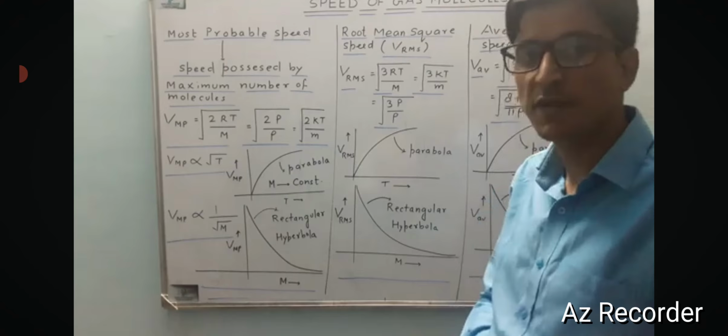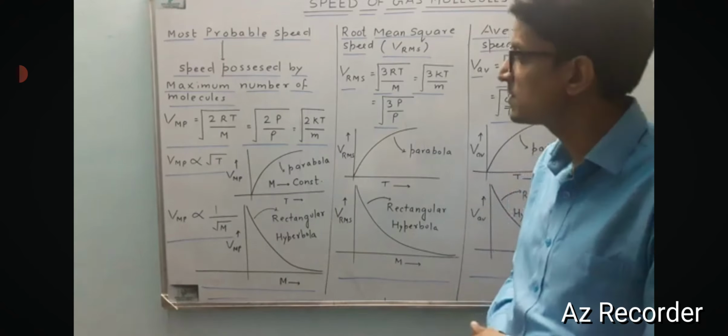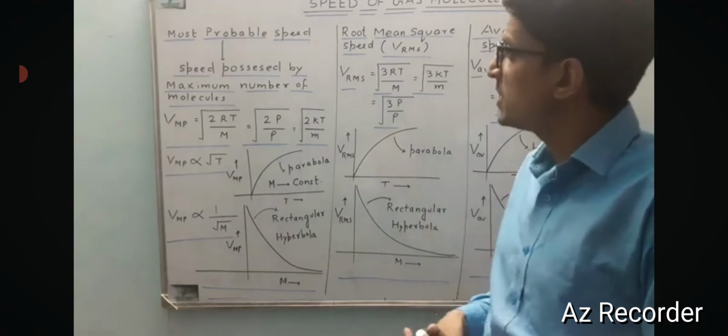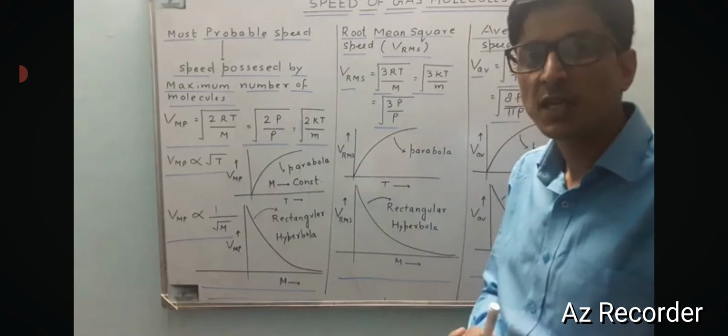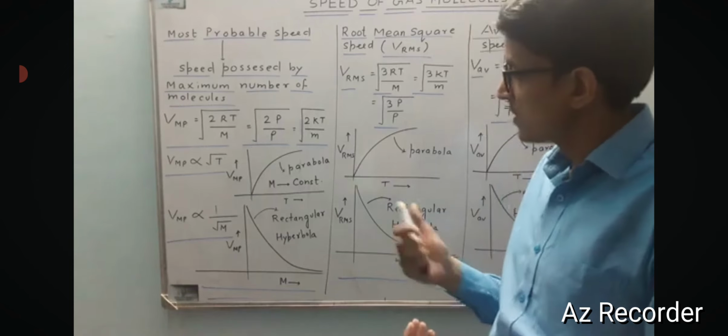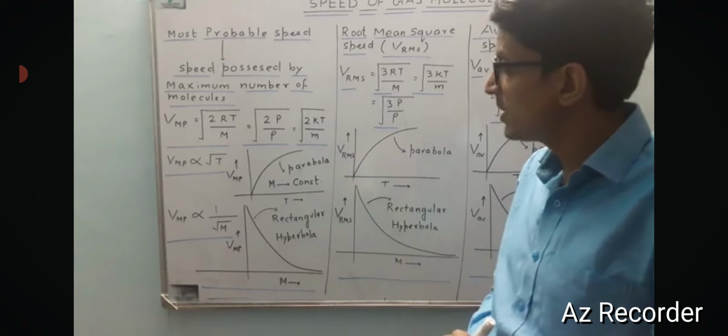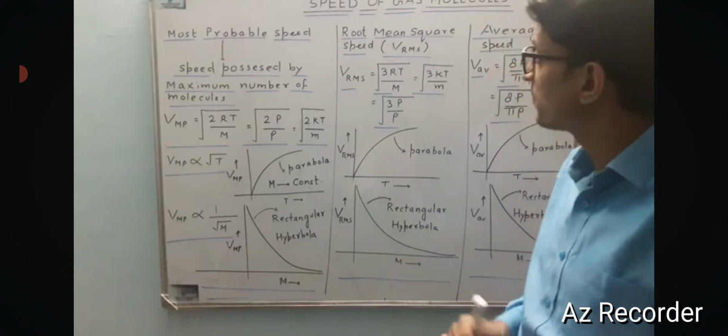Now talking about the graphical analysis of the parameters, the first relation is Vmp is proportional to root T. So if I draw the graph between Vmp and T, it's a parabola. Secondly, if I draw graph between Vmp and M, it's a rectangular hyperbola.